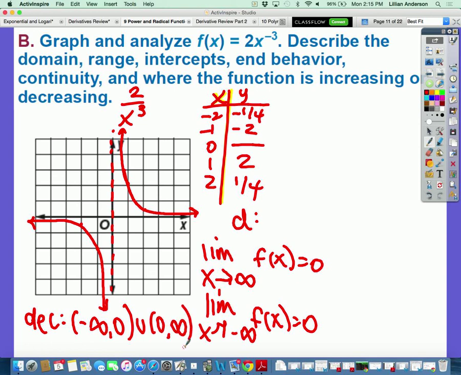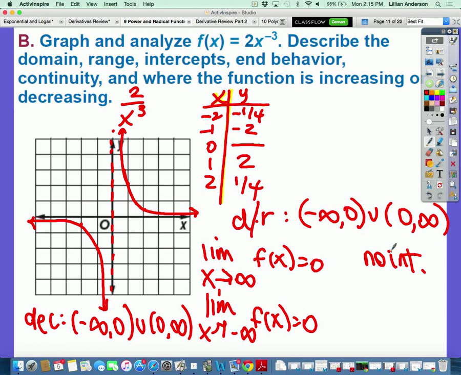And we do have to break that up because it's undefined at 0. Any intercepts? No, no intercepts, and the domain and range were the same. Negative infinity to 0 and 0 to infinity. I think that was all of it, right?